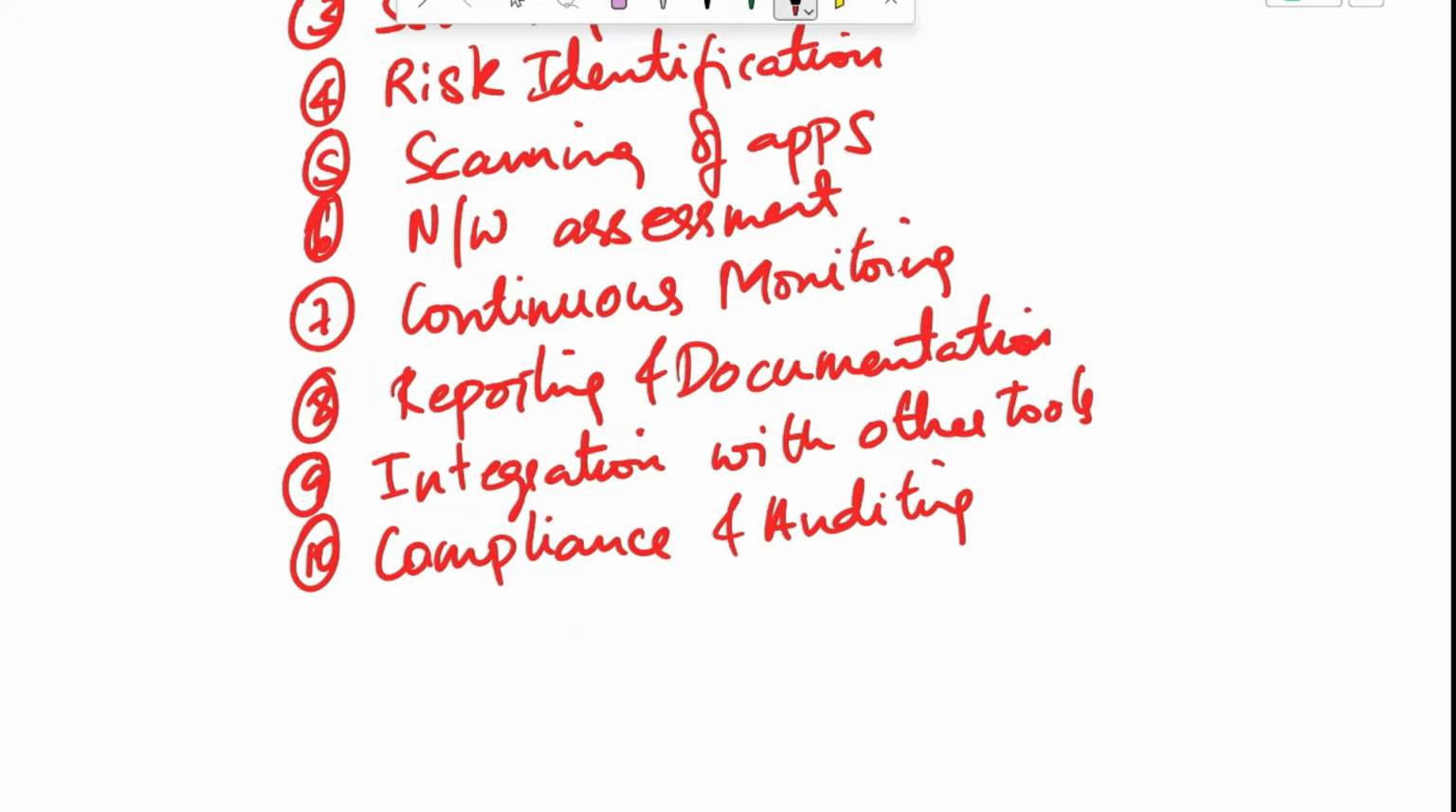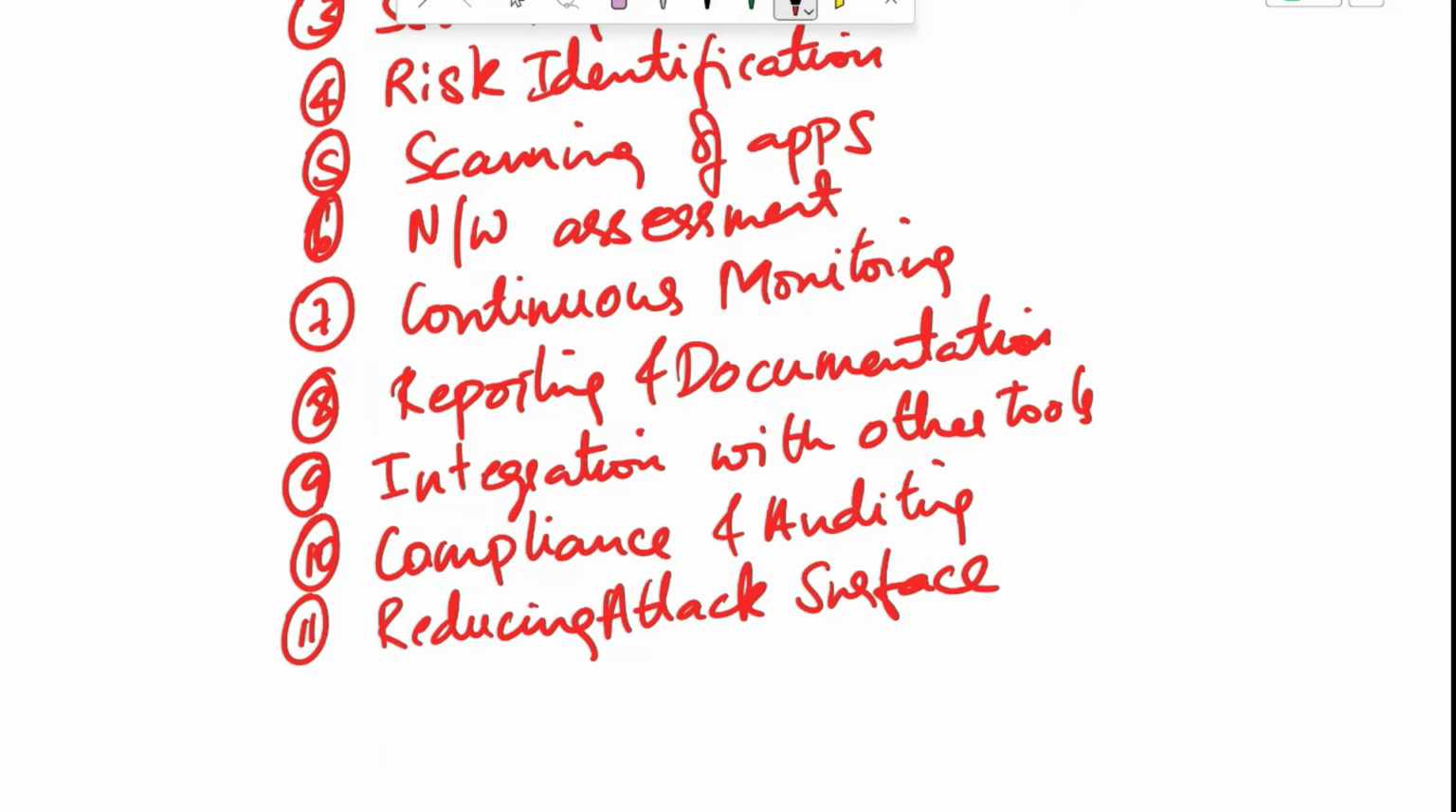Vulnerability scanners can help organizations meet compliance requirements by identifying vulnerabilities that violate security standards or regulatory guidelines. Next one is reducing attack surface. By identifying and mitigating vulnerabilities, organizations can significantly reduce their attack surface, making it more difficult for attackers to exploit weaknesses and gain unauthorized access.